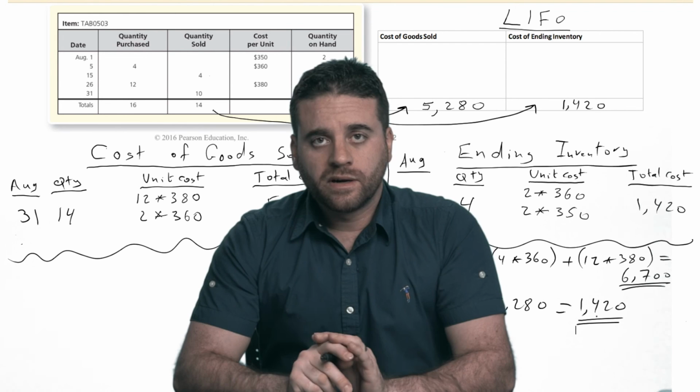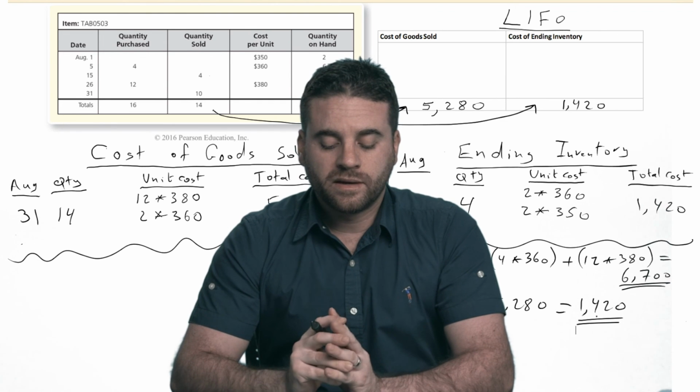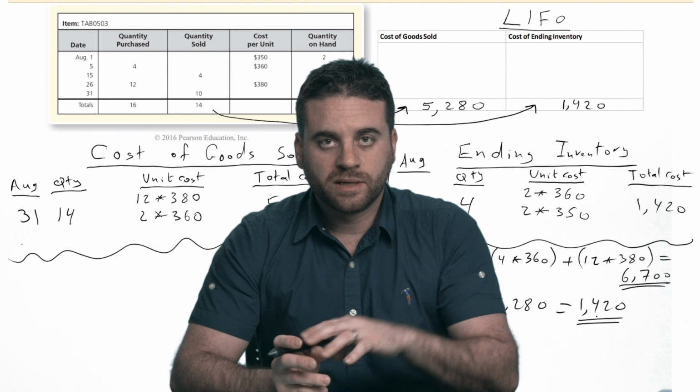That's all for FIFO, LIFO, weighted average. We use the perpetual and periodic. So in the next video, we'll jump to the next chapter.